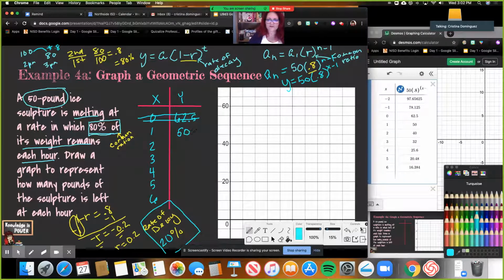We start off with a 50-pound sculpture, then it melts down to 40, then to 32, then to 25.6, 20.48, and 16.384. So just to go back to this, remember that you started off with a 50-pound ice sculpture, right? So why am I going to include 62.5 pounds? You can't go back in time, right? That's my point with that one.